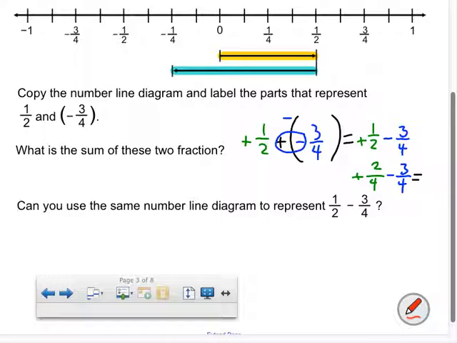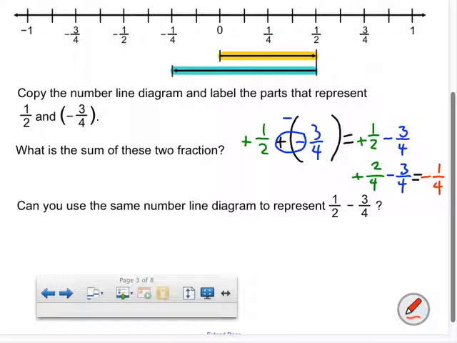So I have two fractions with different signs, so I'm going to take the difference. What's the difference of 2 and 3? 1. I keep the denominator, 4, and then I'm going to take the sign of the larger magnitude. Which is the larger magnitude? Is it positive 2/4 or negative 3/4? Negative 3/4 is farther from 0, so my answer sign is going to be negative.